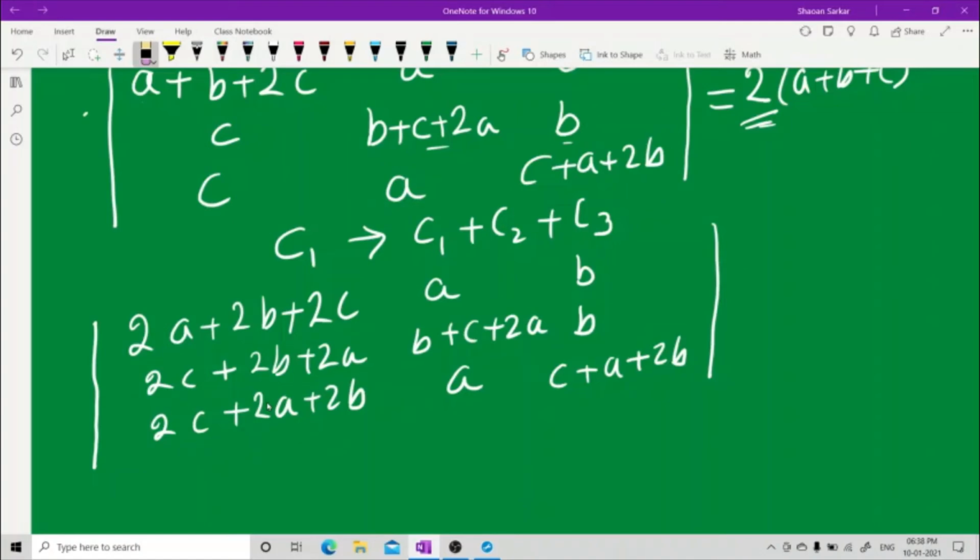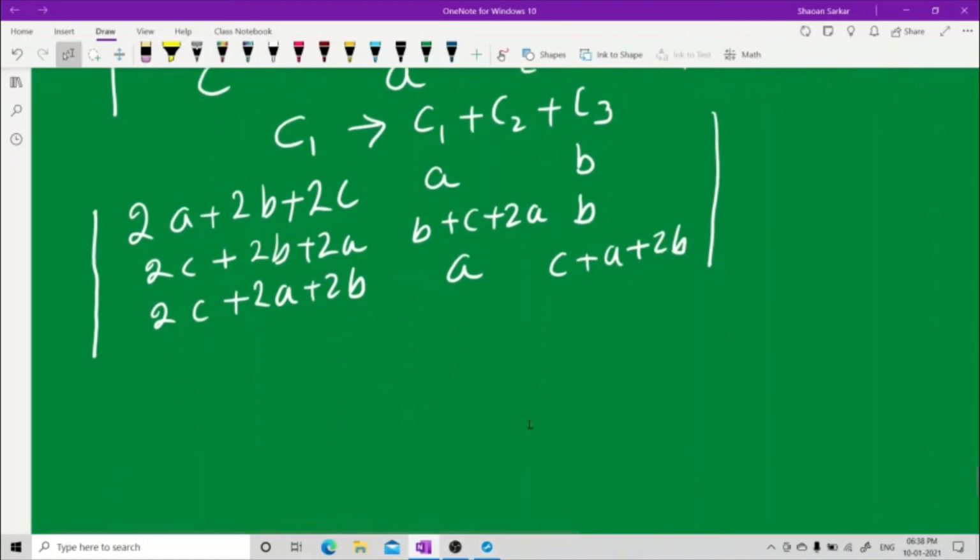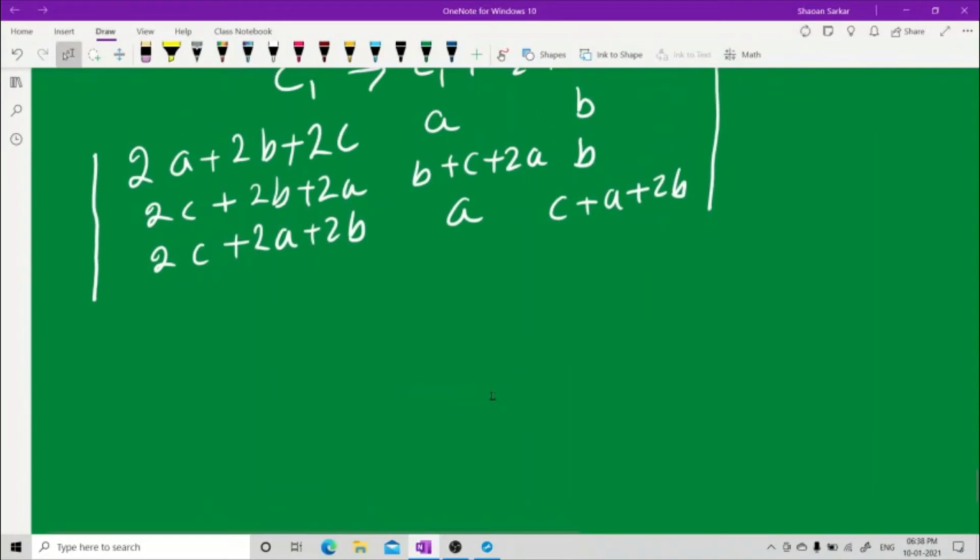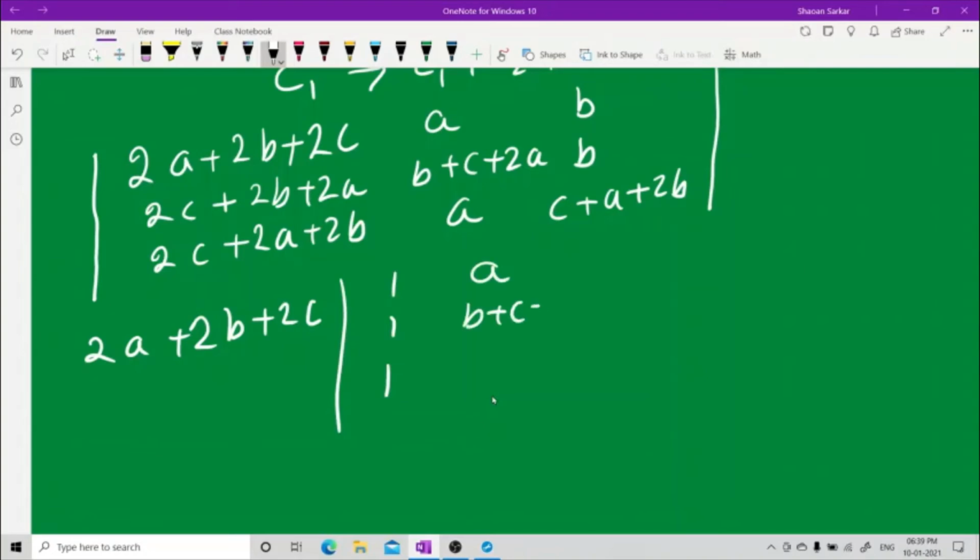Now what I do is that I take some more page. Yes, here it is. I take 2A plus 2B plus 2C common. So 1, 1, 1. A, B plus C plus 2A, B, B, C plus A plus 2B. Now what I do is that I try to make this 0.